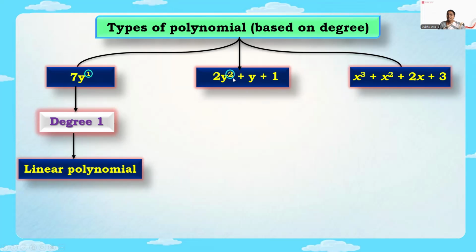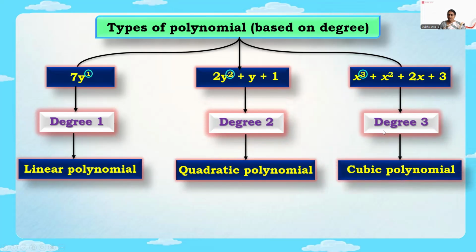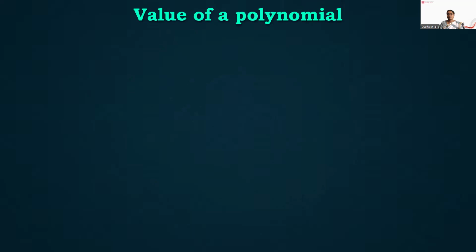When the equation carries degree 2, it is called as quadratic polynomial. When it carries degree 3, it is called as cubic polynomial. You are understood? Children, are you all clear what I am telling now? Remember, when it has degree 1, it is called as linear polynomial. When it has degree 2, it is called as quadratic polynomial. When it has degree 3, it is called as cubic polynomial. You are clear? Okay.